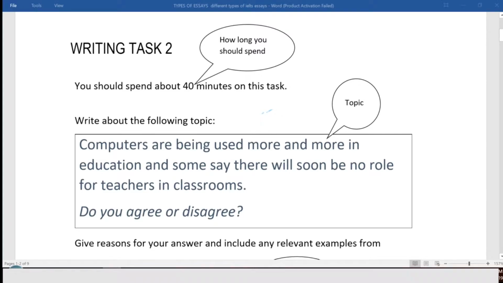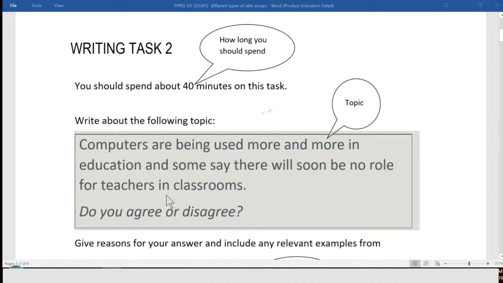Alright, so let's start off then and look at some typical task instructions. What I want to draw your attention to here is this key part in here. And what we have first is the topic. The topic is computers are being used more and more in education, and some say there will soon be no role for teachers in classrooms. Okay, so essentially it's about computers becoming more prevalent in education and whether teachers will have jobs in classrooms anymore.